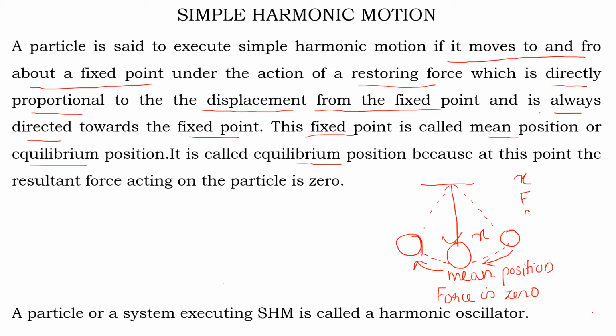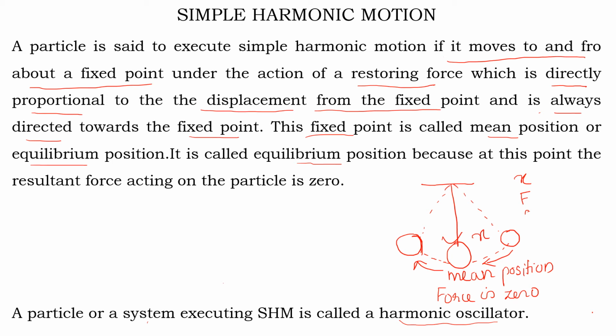But if the displacement is not the same on either side of the equilibrium position, it is called harmonic but not simple harmonic. Then, any particle or system which executes simple harmonic motion is called a harmonic oscillator. For example, a simple pendulum is a simple harmonic oscillator.